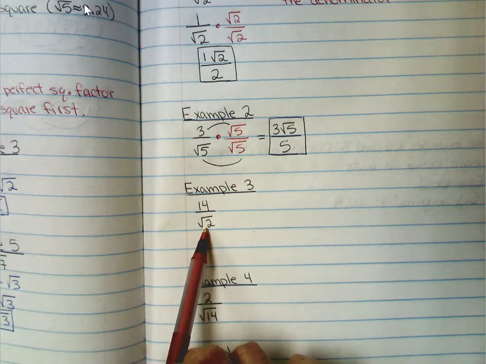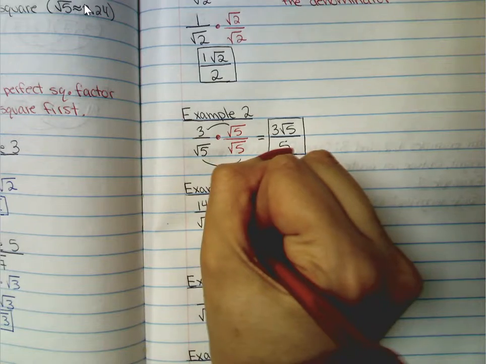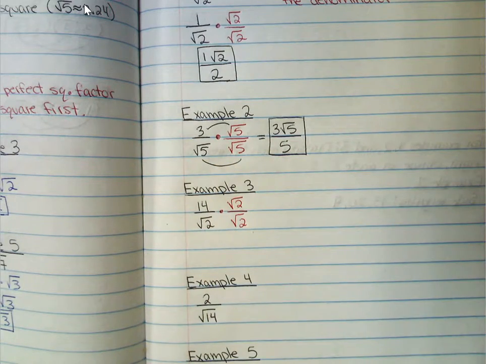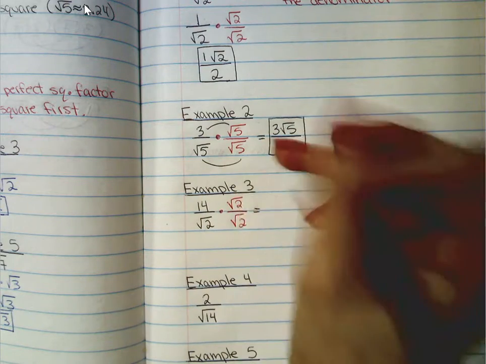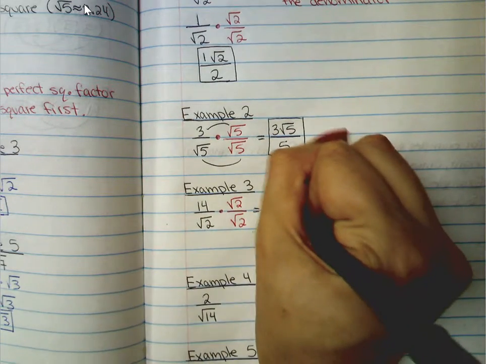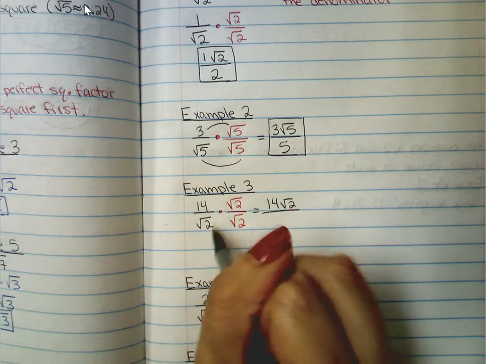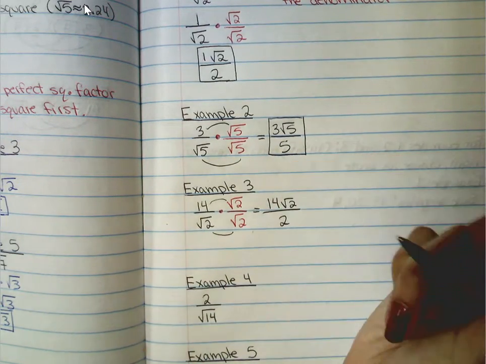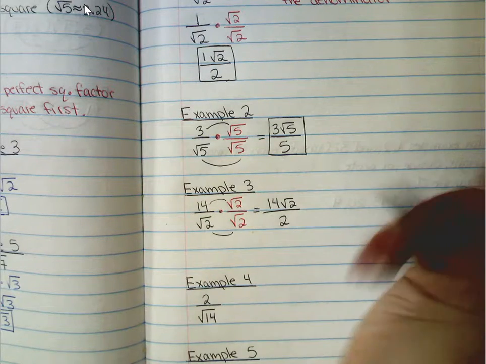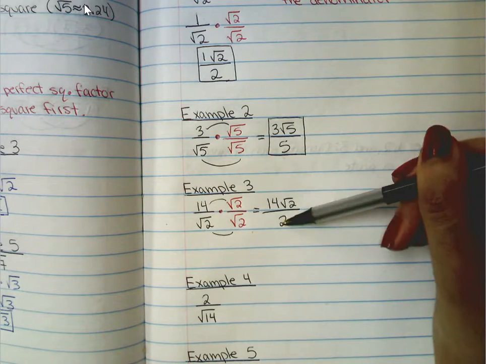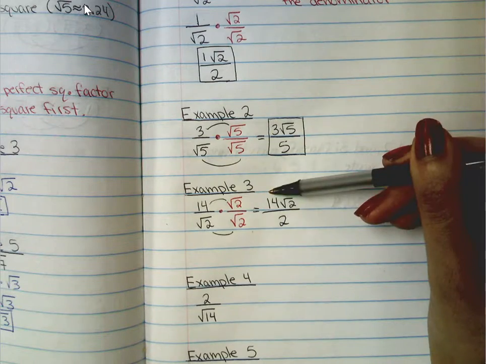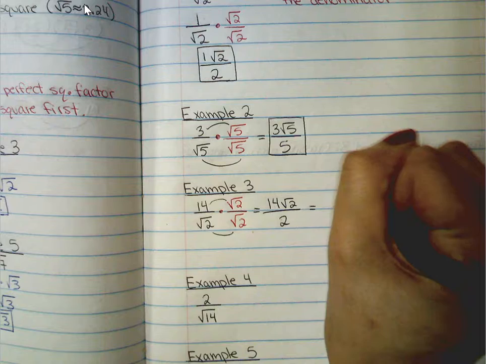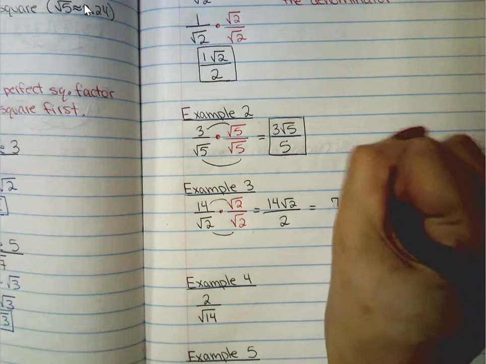So for this one, again, square root of 2 can't have that there. So I'm going to take it, multiply it on the top, multiply it on the bottom. On top, 14 times the square root of 2 is 14 square root of 2. On the bottom, square root of 2 times square root of 2 is just 2. And so now I have to simplify. The two numbers that are outside the radical are 14 and 2. I have to divide. So 14 divided by 2, that's 7. So my answer is 7, and then the square root of 2 stays next to it.